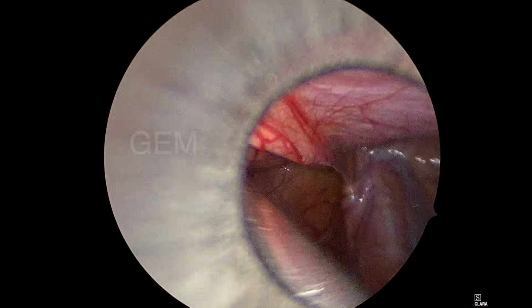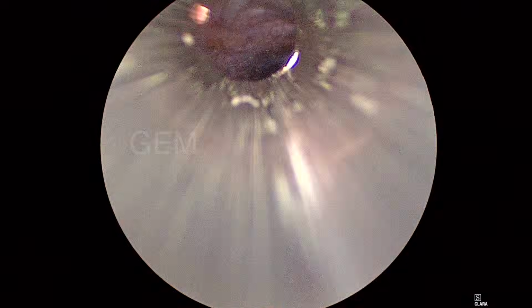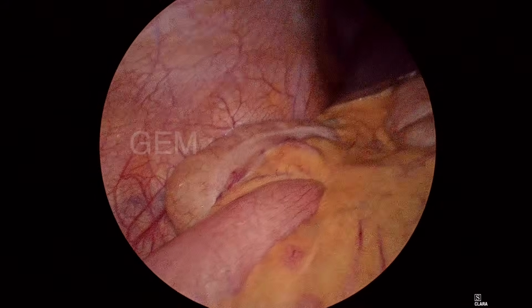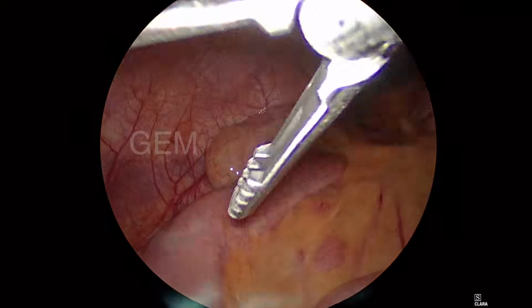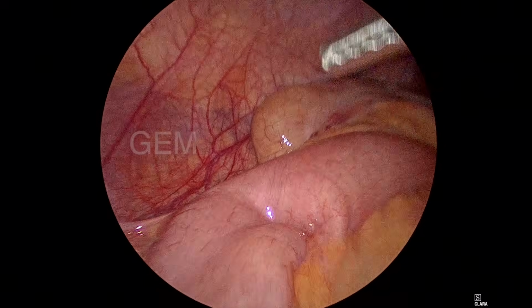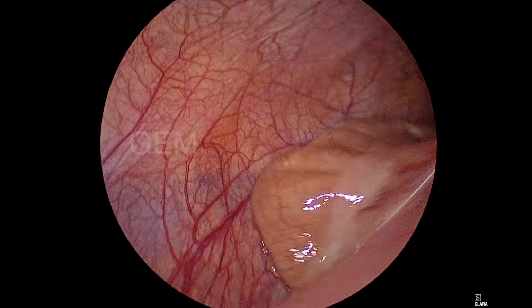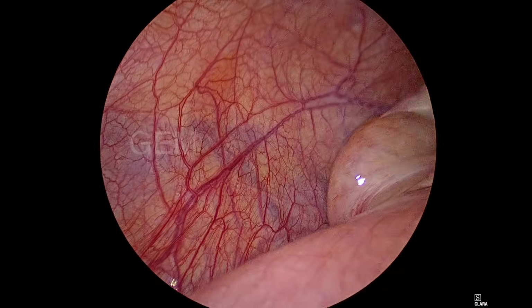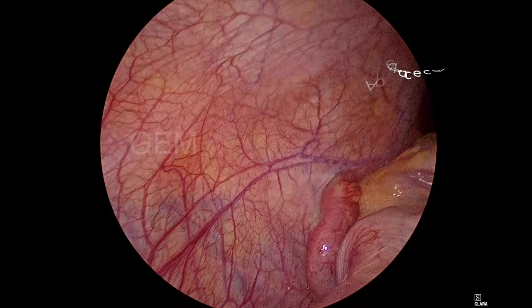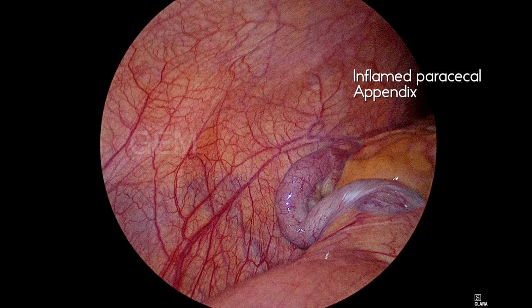So I am shifting the camera from umbilicus to the suprapubic port. Now you can see the view. It is the base of cecum and ileum is seen nicely. So that is the developmental adhesions. That is the cecum. Now you can see the appendix is lying parallel to the cecum and ascending colon. So this is a paracolic inflamed appendix.